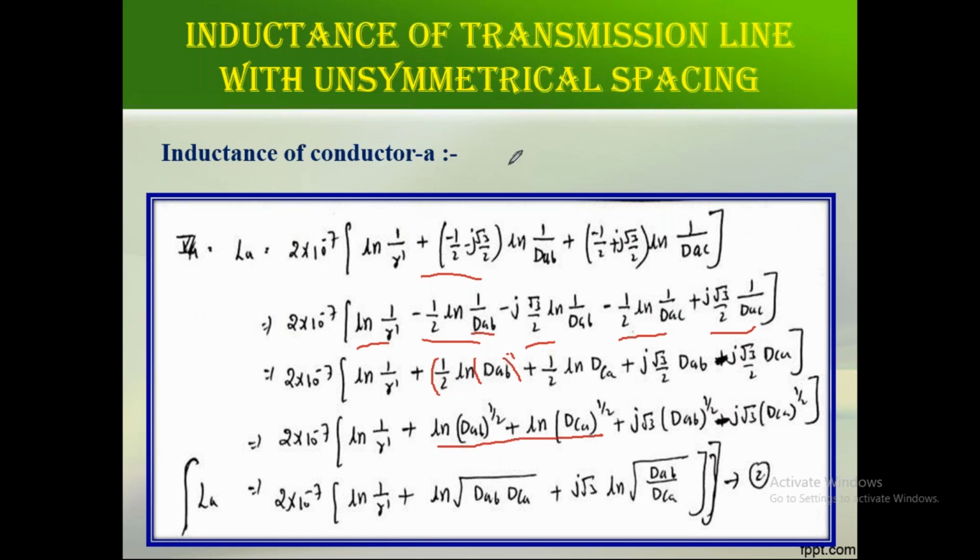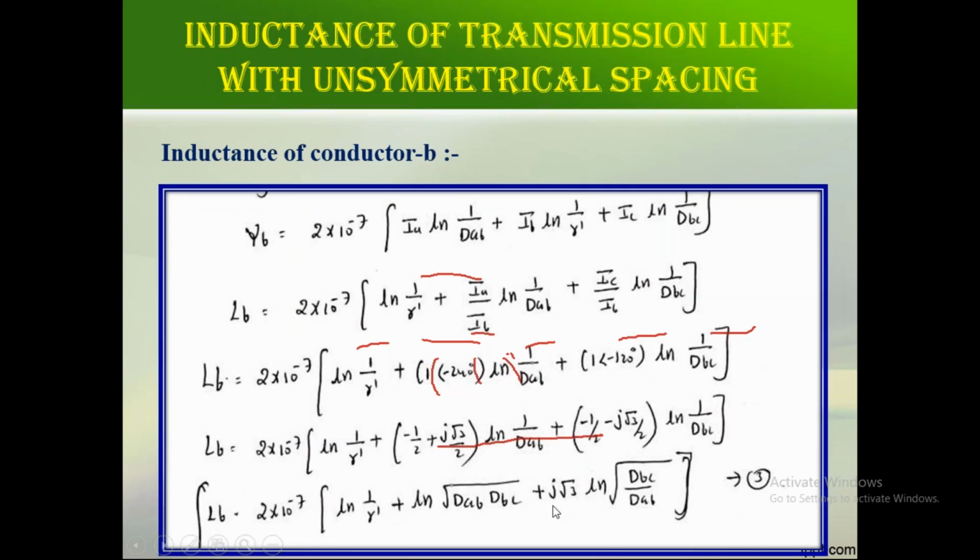When two logarithmic functions are in addition, we have to do multiplication. When the two logarithms are in subtraction, we have to do division, right? So these two are in addition, so ln square root of DAB and DCA. Similarly, plus j root 3 is common, and these two are in subtraction. That's why we got a division condition, DAB by DCA. Similarly, we can obtain for both LB and LC.